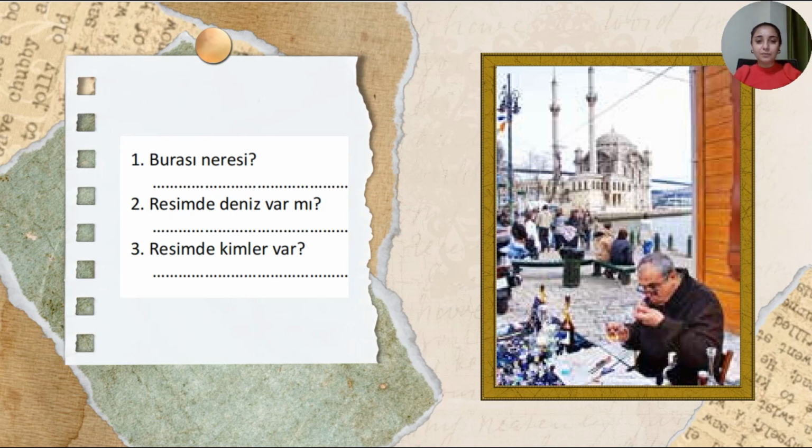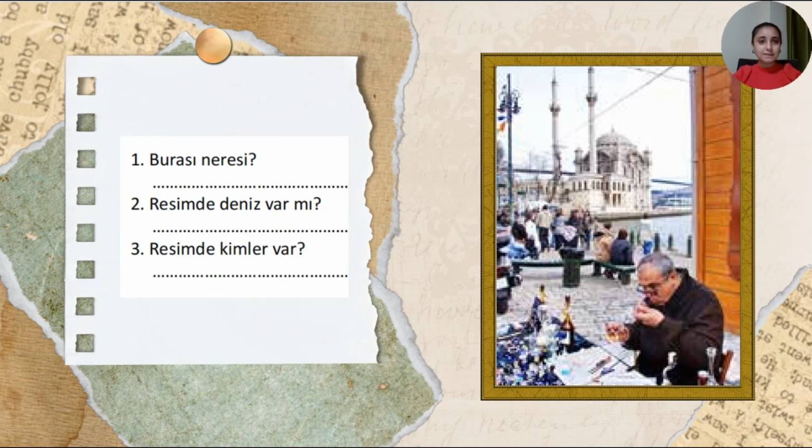Resimde kimler var? Who are the people in the picture? Who are? Kimler var? Okay, it means there are people in the picture. Let's say, resimde insanlar var.